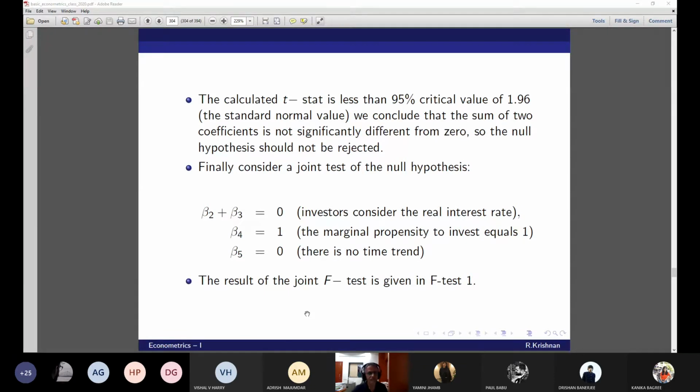Adrish, go ahead. Sir, for this beta 4, will the T statistic be the T statistic of trend minus 1 by standard error of trend? Trend is 0. Beta 4, the marginal propensity to invest, equals 1. What is beta 4 in your original model? That will be the coefficient of log y. 1.93 minus 1 divided by the standard error of log y, 0.183272. That should give you the T statistic of 5.075, right?